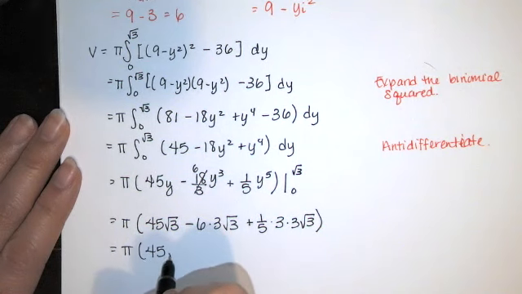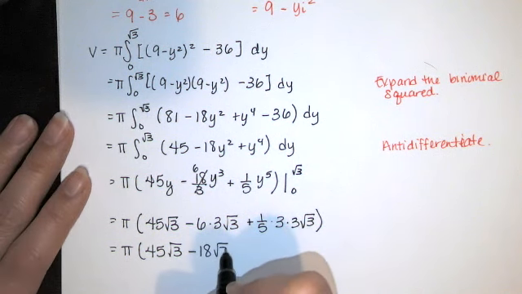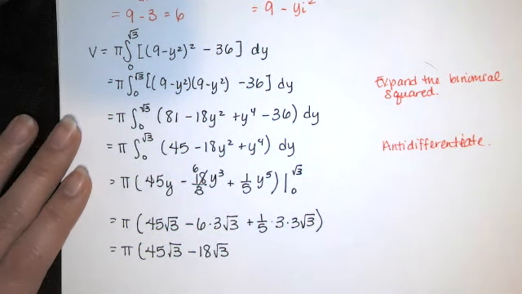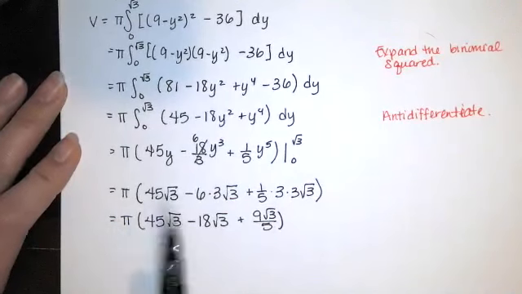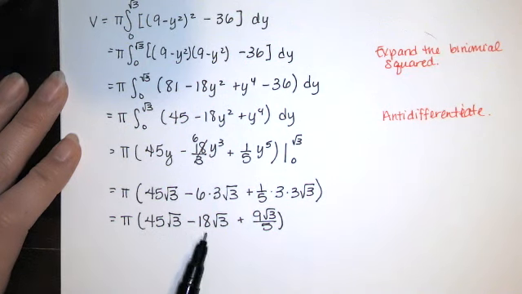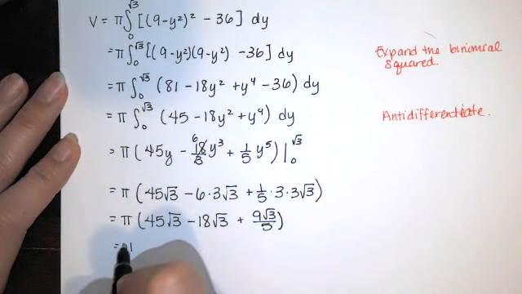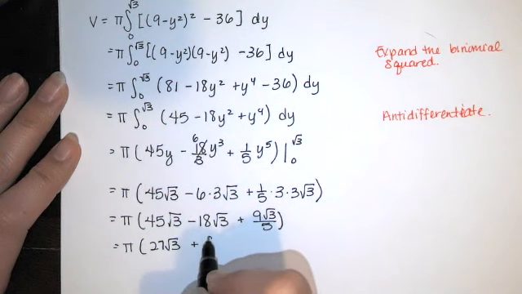So we've got 45 times the square root of 3 here, minus 18 times the square root of 3. And then we've got 9 times the square root of 3, but divided by 5. Well, if we want to do this inside the parentheses, we can do 45 minus 18. Well, I know that 45 minus 15 is 30, and then 30 minus an extra 3 would be a 27. So this is going to be a 27 square root of 3. And then I'm adding 9 times the square root of 3 over 5.